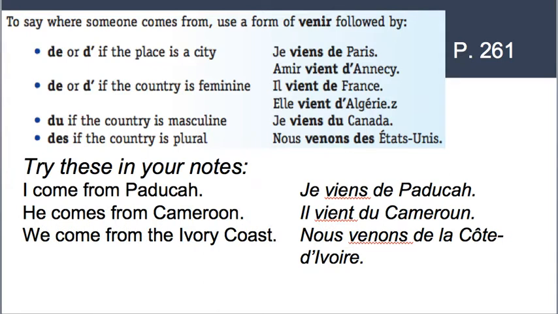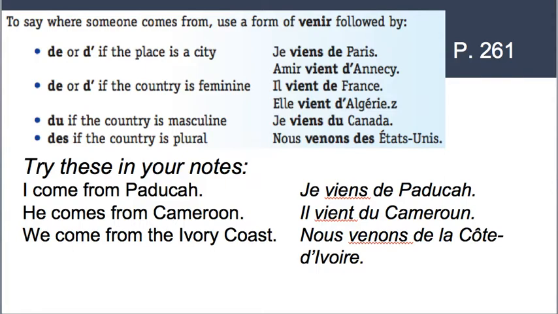All right, here are your answers. The first one, je viens de Paducah. Remember, de is going to always precede a city. The second, ils viennent du Cameroun. Cameroon is a masculine country, so we chose du. If you were like me, you probably had to go to the vocab at the beginning of the chapter to look that up, because I don't have those memorized as well. And last but not least, nous venons de la Côte d'Ivoire. We come from the Ivory Coast. Ivory Coast happens to be a feminine country. Again, probably had to look that up.